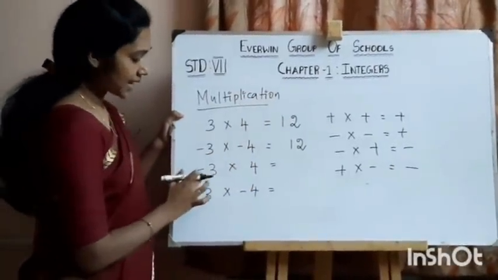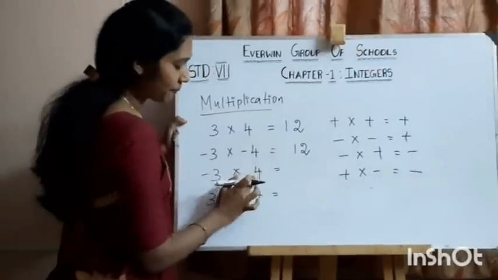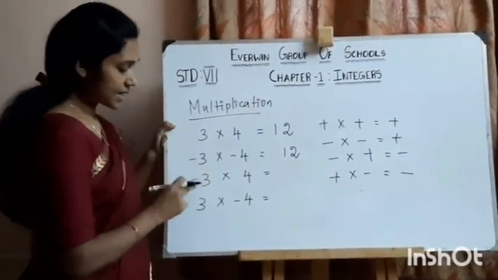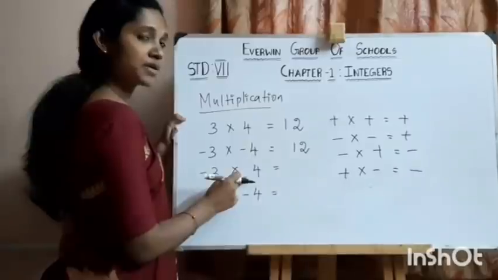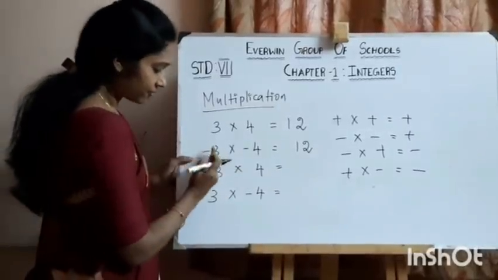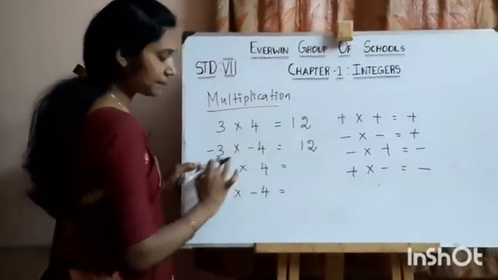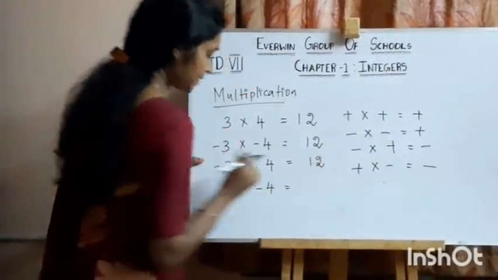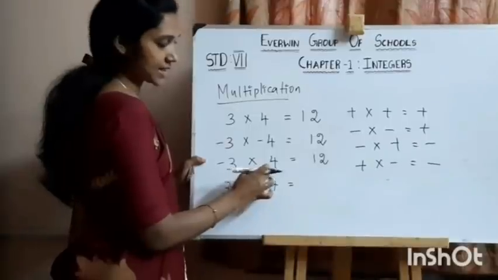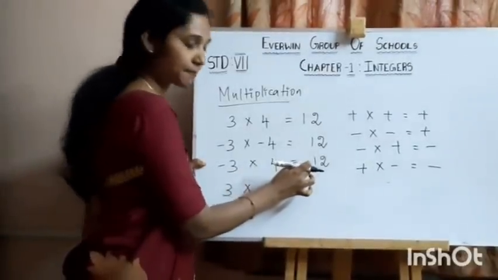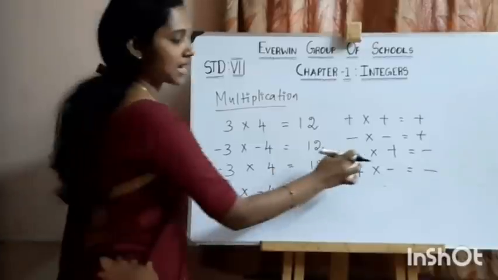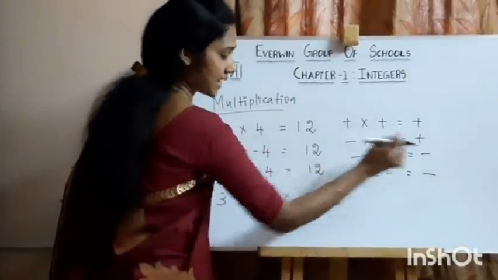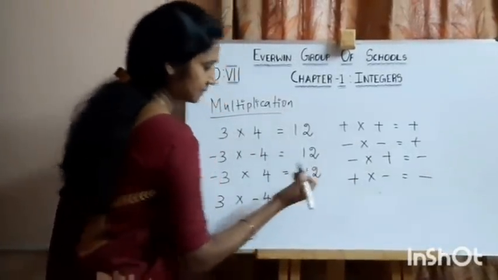In this case, minus 3 into plus 4. That is, one number is minus and the other number is plus. So forget this, just multiply the numbers. 3 into 4 is 12. And minus is there, plus is there. So what will be the sign of this answer? Minus. Minus into plus is minus. So it will be minus.